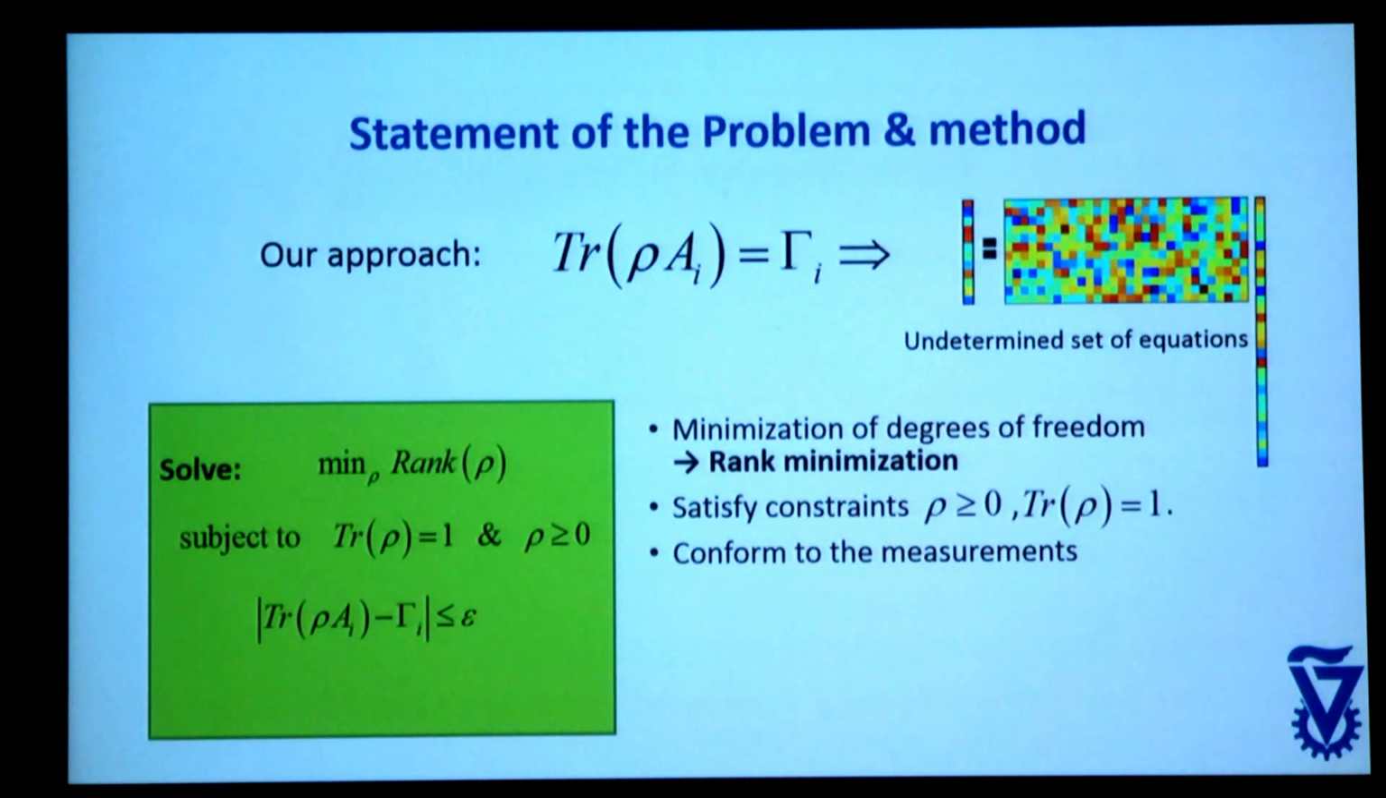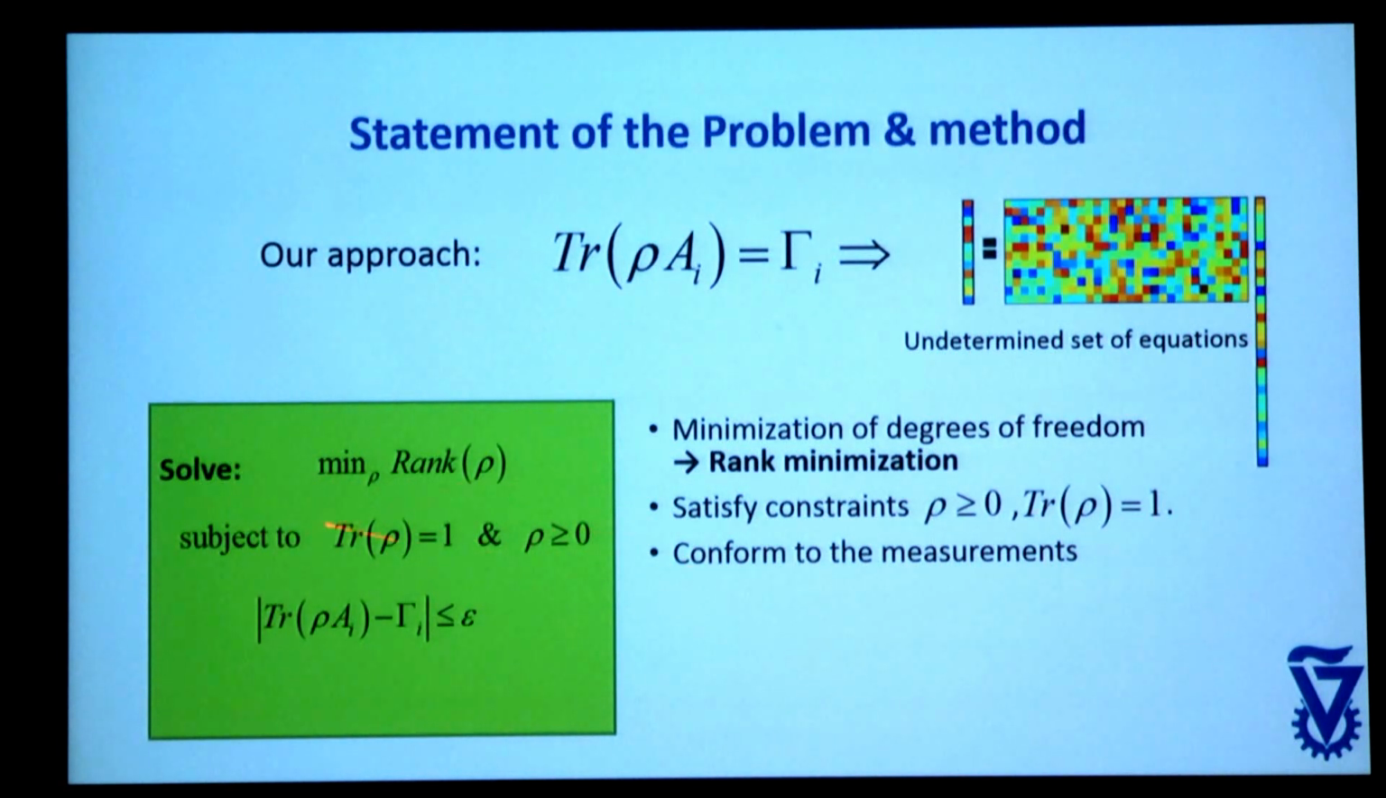We need to solve it, but this time, we don't know the basis. So we're trying to solve a problem in which we want to minimize the rank of the density matrix, because we have a small number of non-zero eigenvalues. This is the same as the 0 norm that we had in the previous problem. Only now we don't know the basis. So we want to minimize the rank, and we have to comply with these constraints.